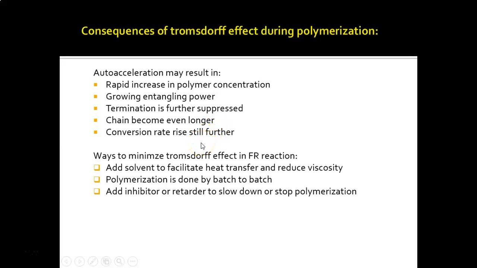There are some ways to minimize the Trommsdorff effect in free radical polymerization. We can add solvent to facilitate heat transfer and reduce the viscosity. We can do the polymerization batch by batch, controlling the amount of monomer. We can also add an inhibitor or retarder. That's all.